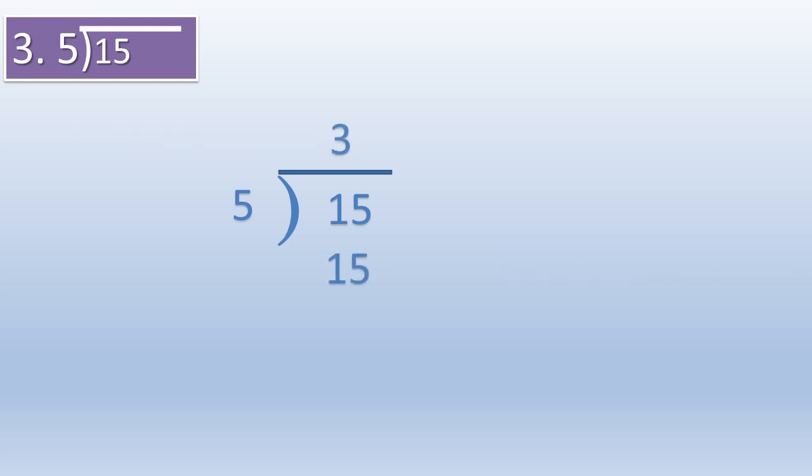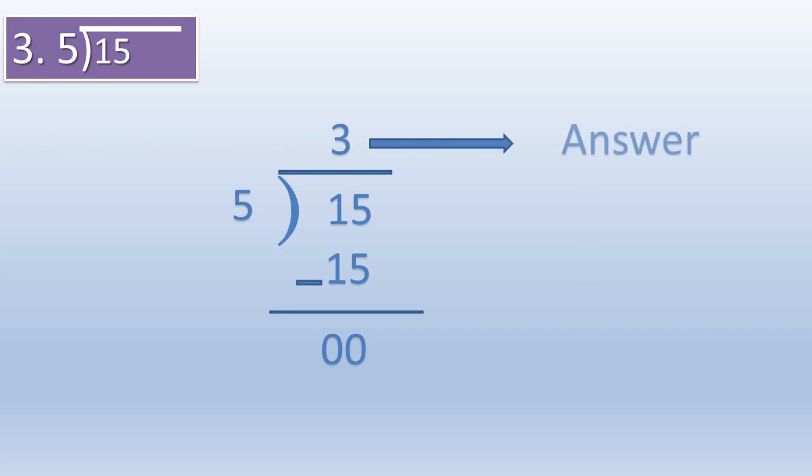Now we have both numbers of the same sign, means both numbers are positive. Now we have to change the sign of the lower digit and we got minus. Now we subtract the lower digit from the upper digit. And we got 0. Means we have the quotient 3, which is the answer.